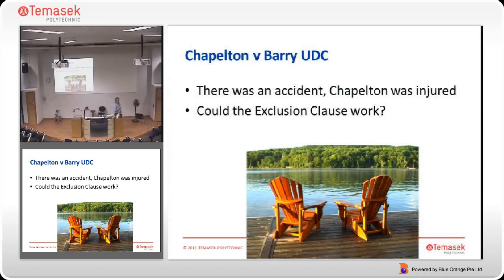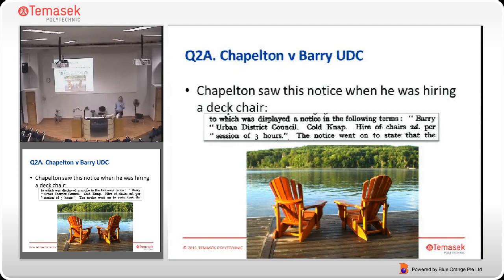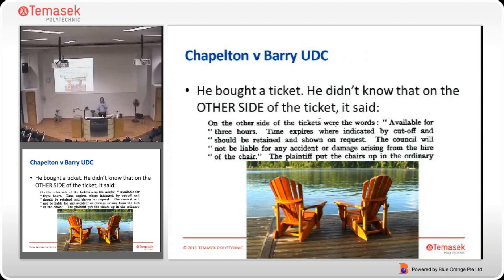In this case, what are the facts here? There are two notices. The first one is when he walked there, and there was some notice that was displayed. The notice that was displayed just said, hire of chairs 2D per session of 3 hours. That's all. Then, when he gets the ticket, there are actually more notices on the other side. Of course, the conditions on the other side are the exclusion clause.